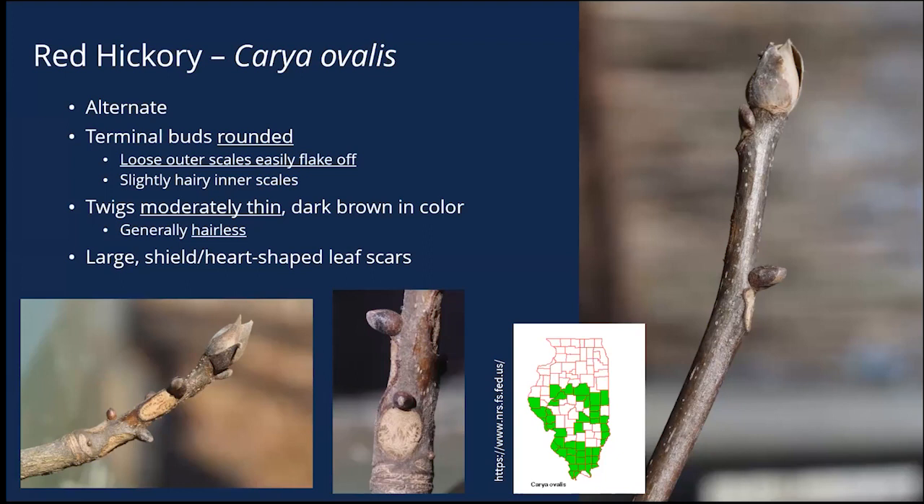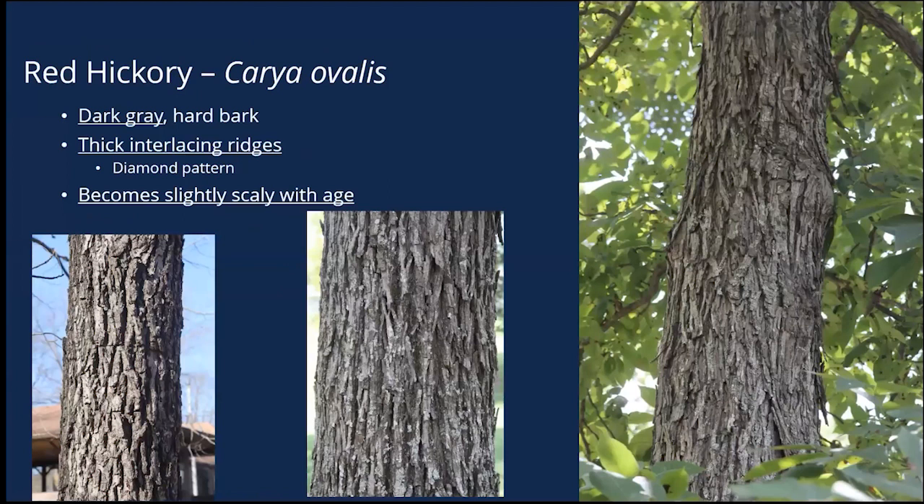I would say that just on the twigs alone, it's going to be very, very difficult to tell these two apart. Where you tell red hickory from pignut hickory apart is going to be the bark. The bark is dark gray and hard, a diamond pattern, just like pignut hickory, but it tends to become scaly or almost flaking a little bit with age.